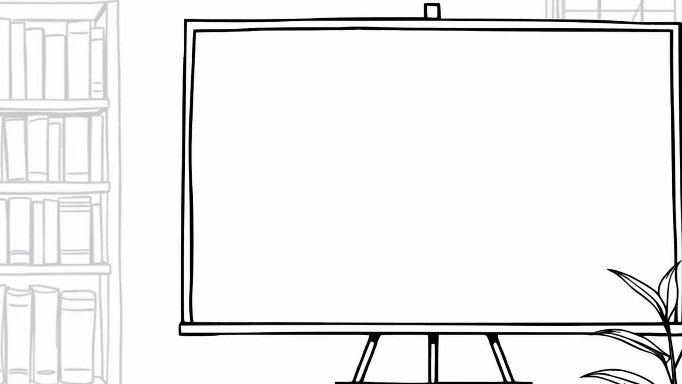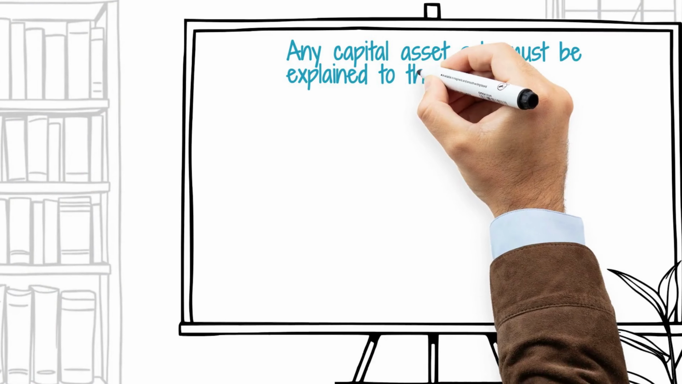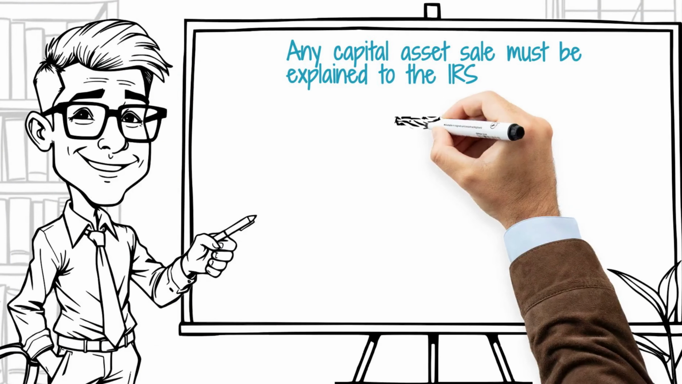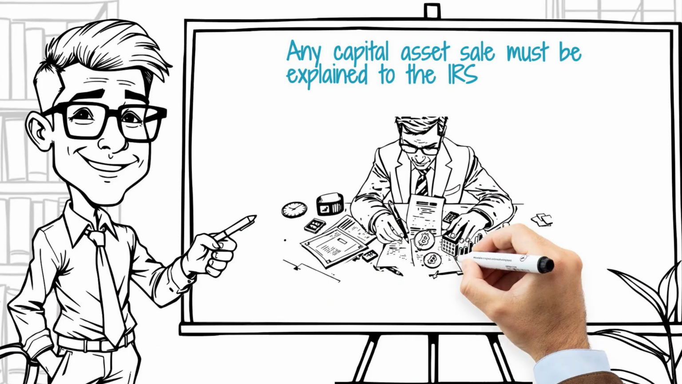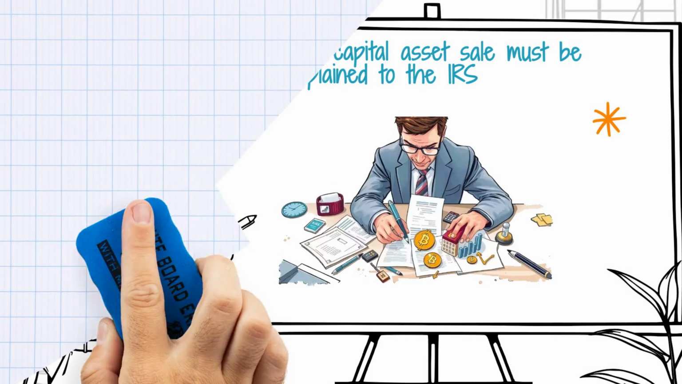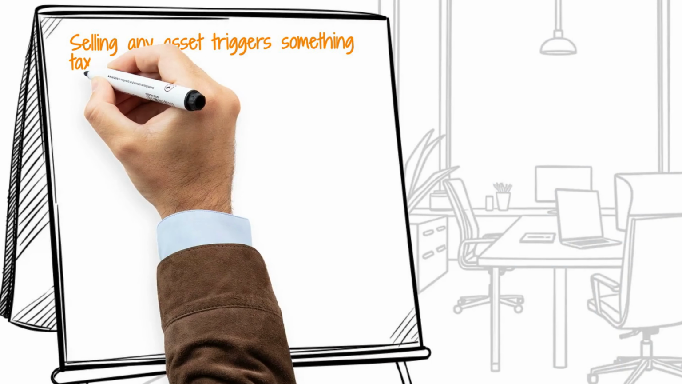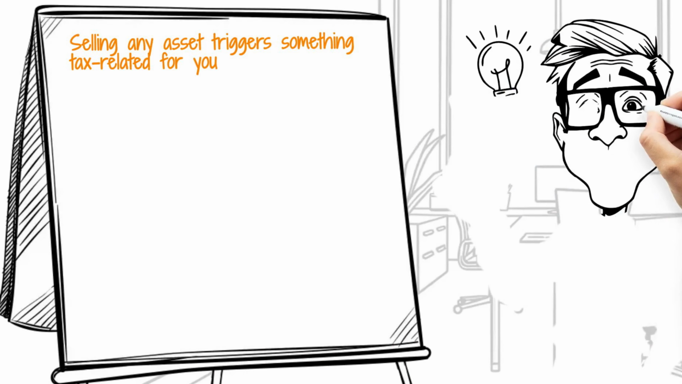Anytime you sell a capital asset, the IRS wants to know the full story. A capital asset can be a stock, a bond, a mutual fund, an ETF, cryptocurrency, or even certain collectibles. The moment you sell one of these, something tax-related happens, whether you realized it or not.